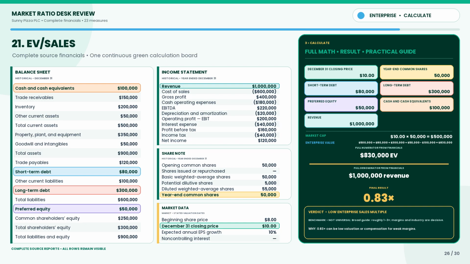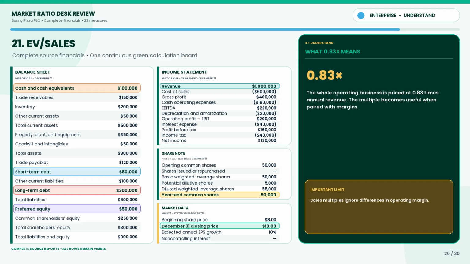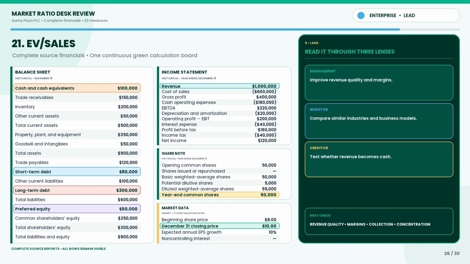Management should focus on revenue quality and the margins created from it. Investors must compare similar industries and business models. Creditors examine whether revenue becomes cash and whether operating margins can support total debt. EV to sales becomes especially useful when profit is thin, volatile, or temporarily negative, because revenue remains visible. But two companies with the same sales multiple can deserve very different values. The company with stronger gross margin, recurring revenue, pricing power, and cash conversion can support the higher multiple. For Sunny Pizza, connect 0.83 times sales with a 22% EBITDA margin.